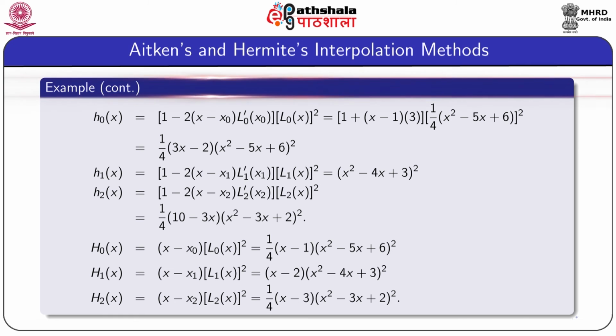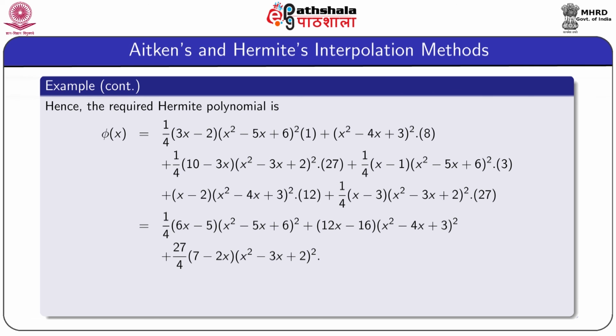Similarly, the capital H0(x) is equal to (x − x0) L0(x) whole square, and this is equal to 1 by 4 into (x − 1) into (x² − 5x + 6) whole to the power 2, and H1(x) is equal to (x − x1) into L1(x) whole square, which is equal to (x − 2) into (x² − 4x + 3) whole square, using the values of x1 and L1(x). Similarly, we get the value of H2(x) equal to (x − x2) L2(x) whole square, and this is equal to 1 by 4 into (x − 3) into (x² − 3x + 2) whole square.